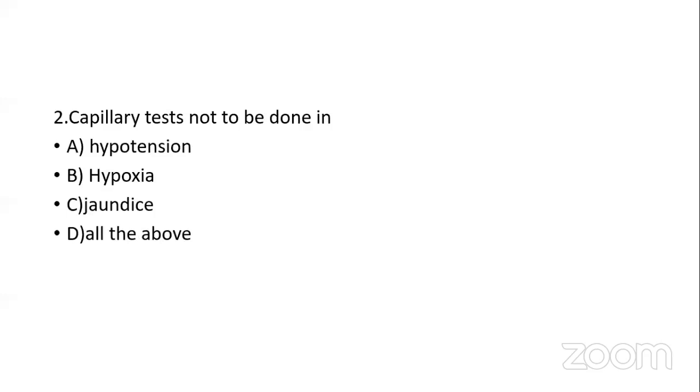In all these conditions where the perfusion to the peripheries is less, or the patient has hypoxia and jaundice, capillary testing by doing a skin prick and taking the blood sample is going to be false and inaccurate. Capillary tests using skin prick and a glucometer, the point of care tests, are not very reliable. If you use an arterial sample or a venous sample with a glucometer, then it's okay. But if you're using a capillary test, then it's not a reliable test in the presence of the above conditions.